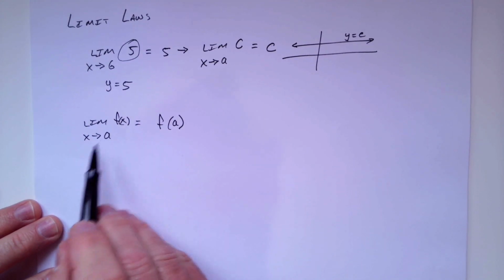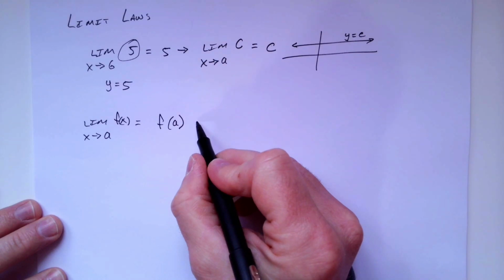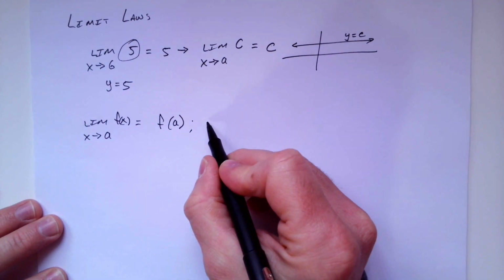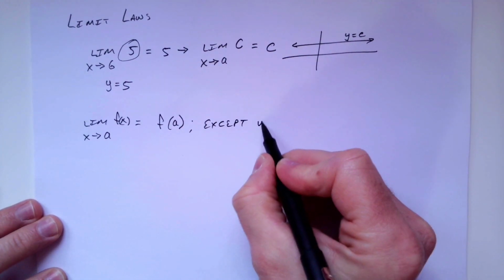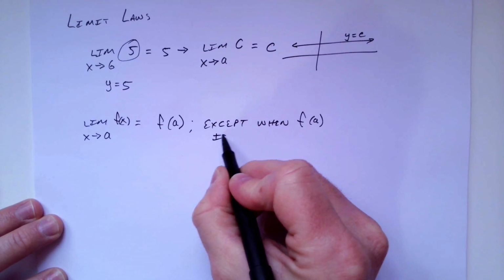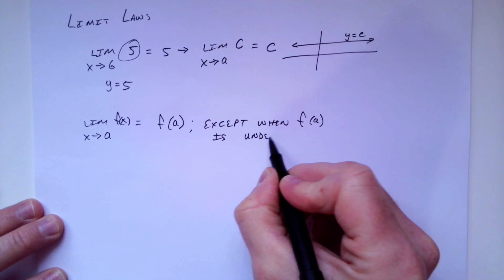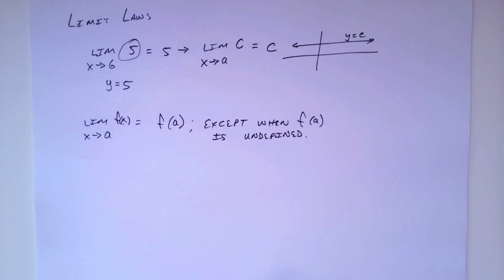So this is where I have to put in a caveat with this, okay? So the limit of f of x as x goes to a is f of a, but you need to make sure you pay attention to except when f of a is undefined. Okay, and when f of a is undefined, then we're going to need to use other tools at our means in order to do this.